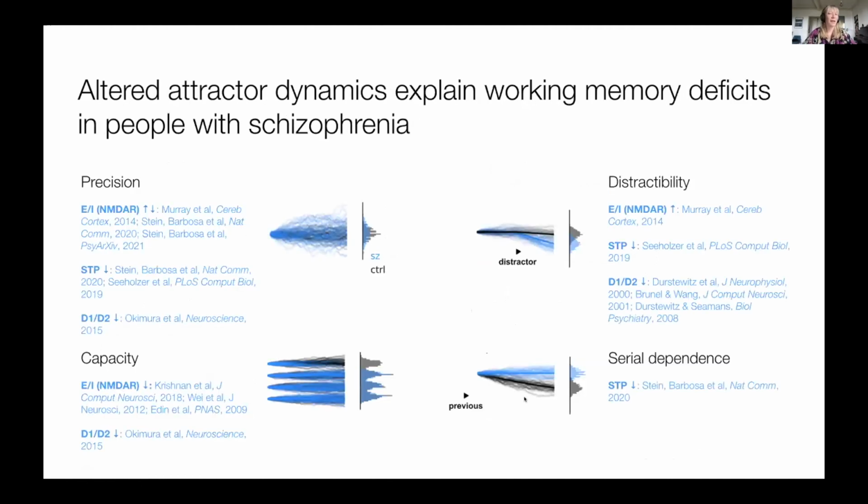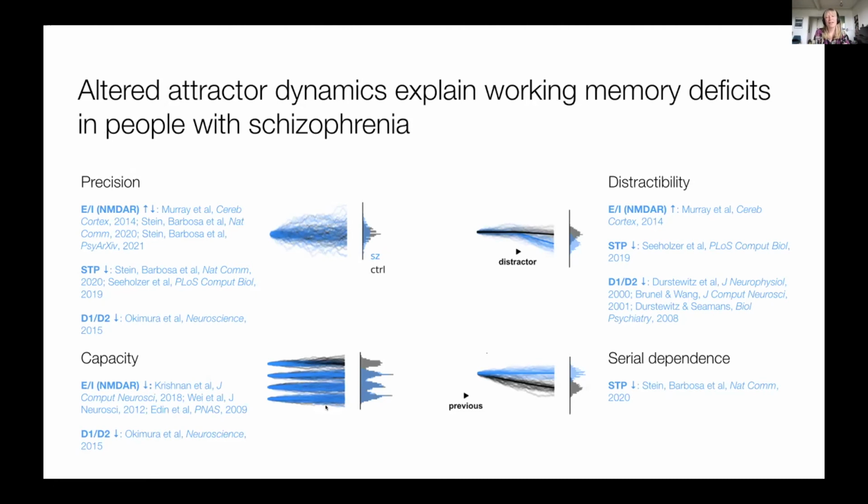So going back to the deficits that we see in schizophrenia, we can again cluster them by these 4 different measures. And we see here in blue the specific, well, it's only schematics, but these are the specific response patterns that we expect to see for schizophrenia. So we have decreased precision, higher distractibility, lower serial dependence, and lower capacity.